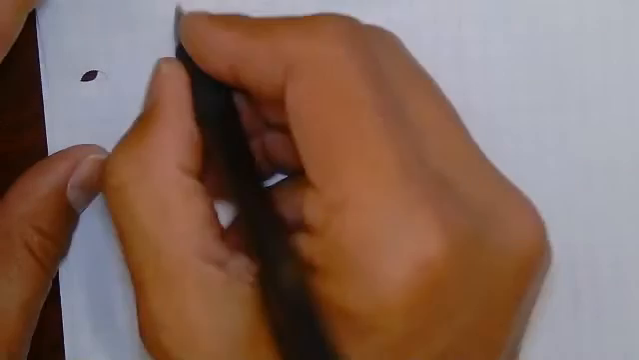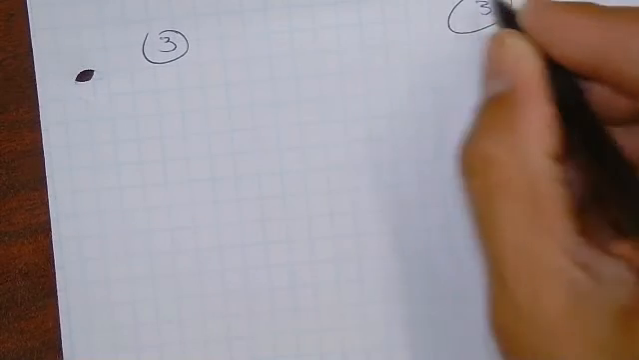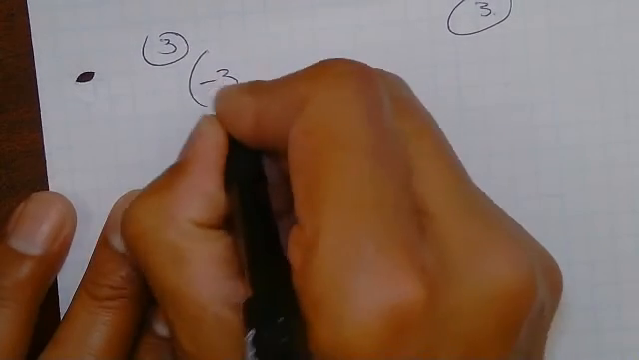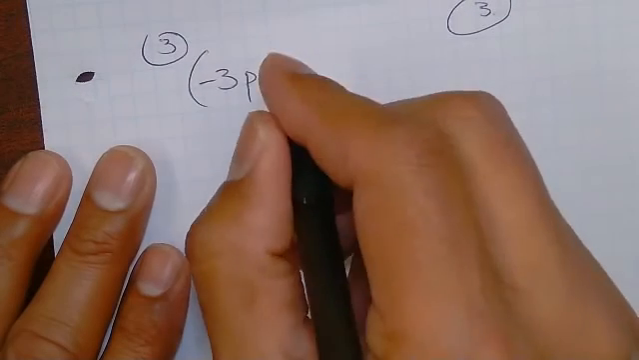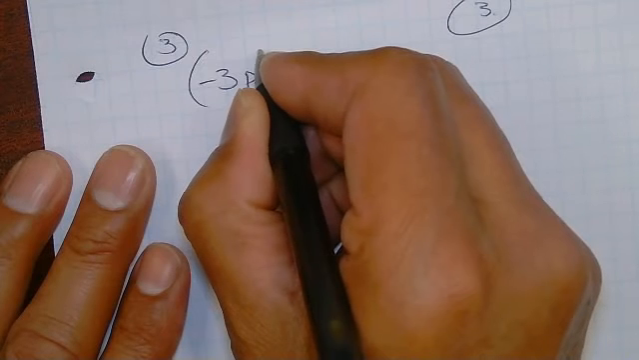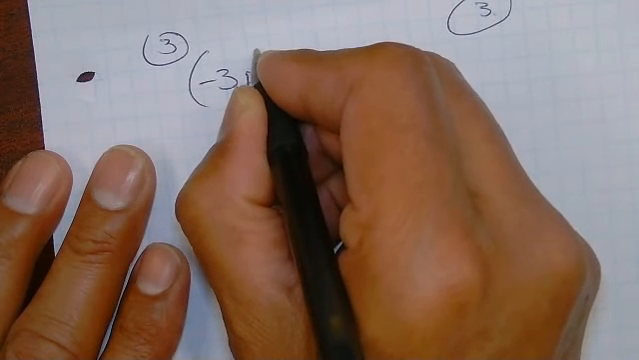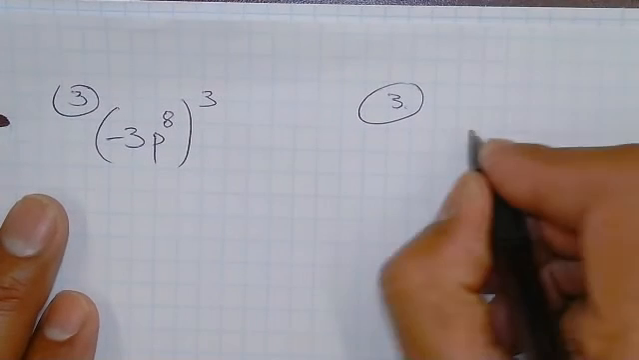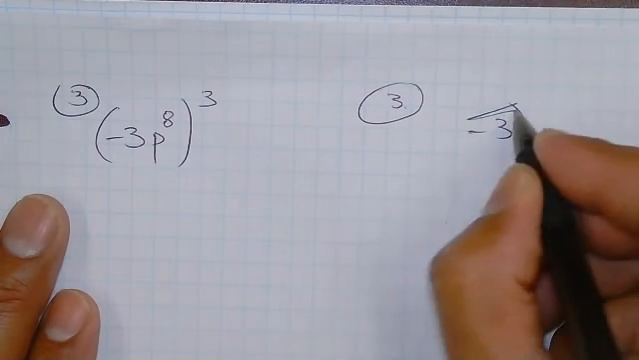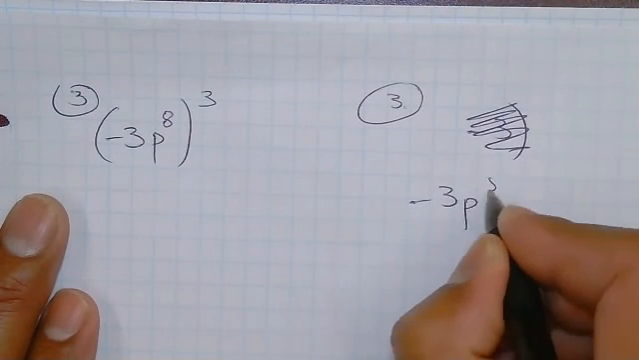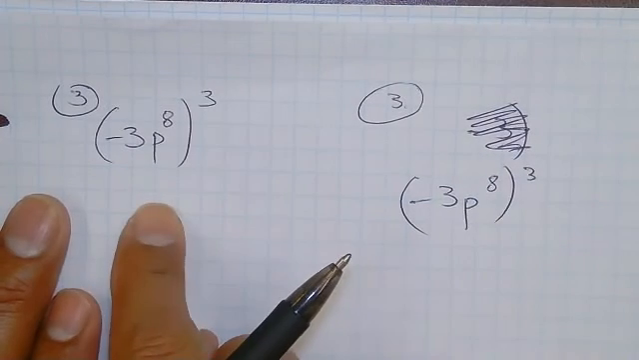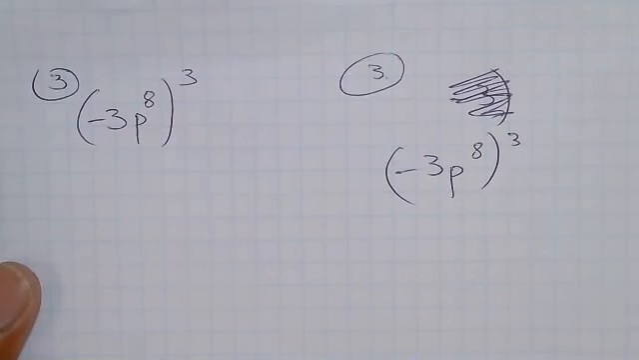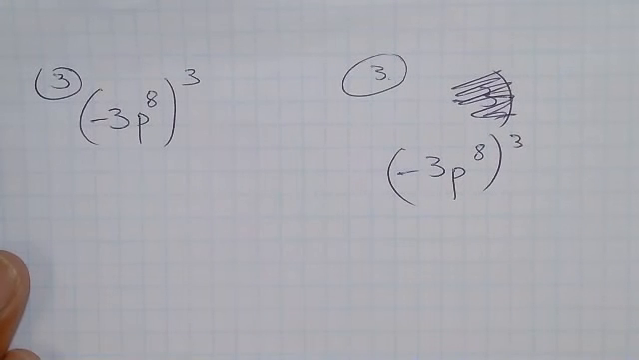Okay, do this on number 3, one with the product rule method, and the other one with the power rule. Negative 3p^8 to the power of 3. Do it over here with the product rule and do it over here with the power rule.